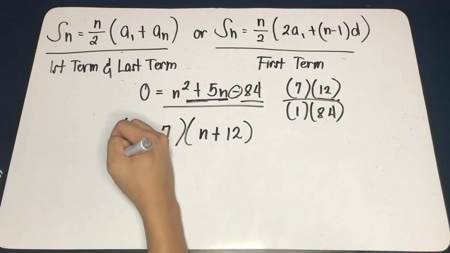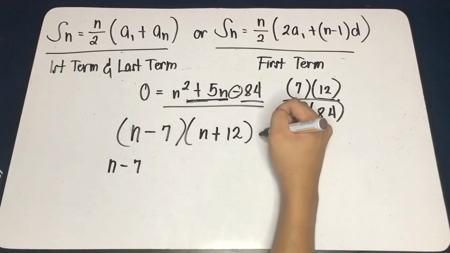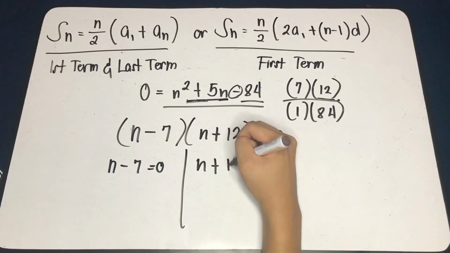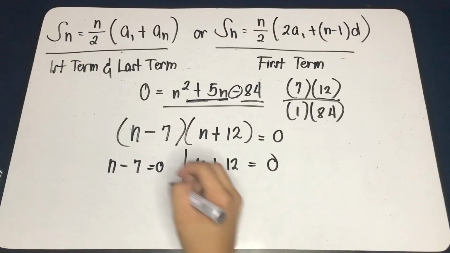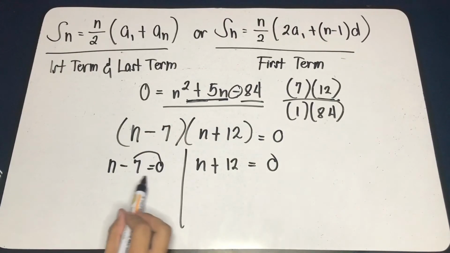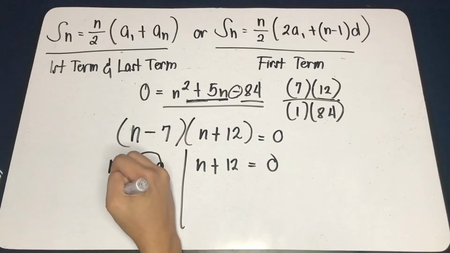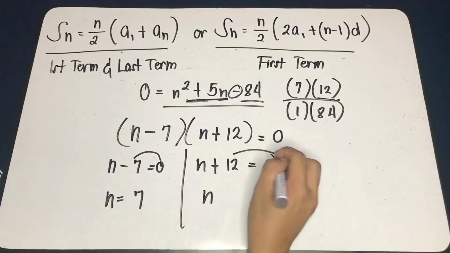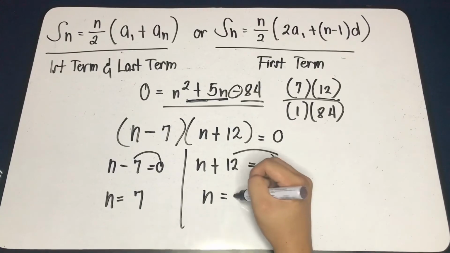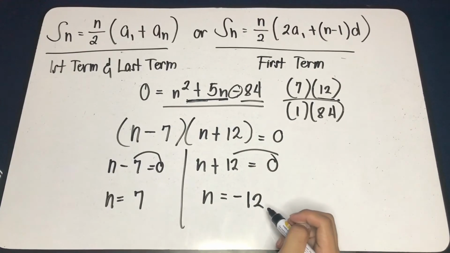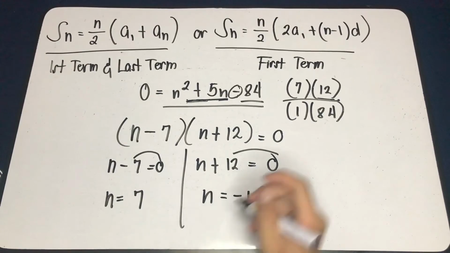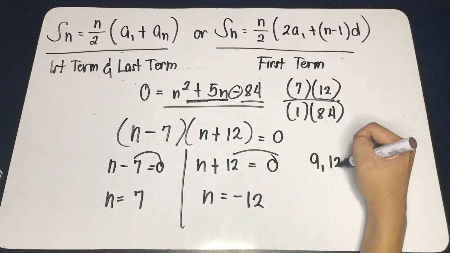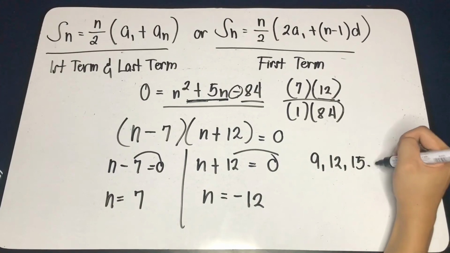So, we have, solving for n minus 7 is equal to 0, tsaka n plus 12 is equal to 0. So, itra-transpose lang natin to. Tatalon siya sa equal sign. Ang negative magiging positive. So, n is equal to 7. In this case, n plus 12 tumalon din sa equal sign. Magiging negative 12.